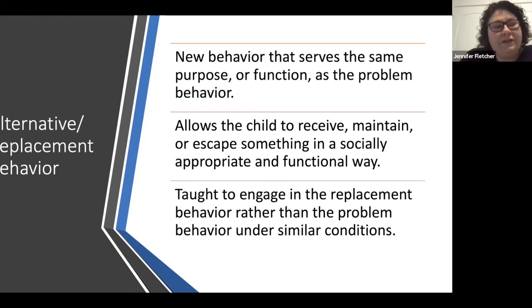When you think of the alternative behavior, it gives a child a chance to receive and maintain something in a very socially appropriate and functional way. Then you teach them to engage in that replacement behavior rather than the problem behavior under similar circumstances. So think about the behavior that you're thinking of tonight. If you were able to identify a function of the behavior, is there some type of replacement behavior that you could use?